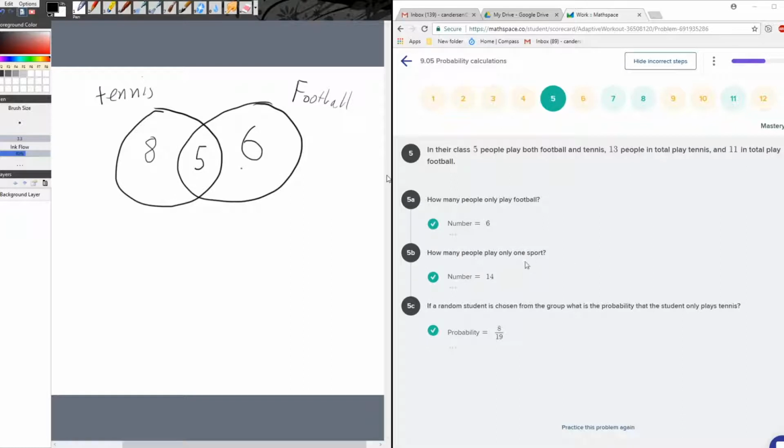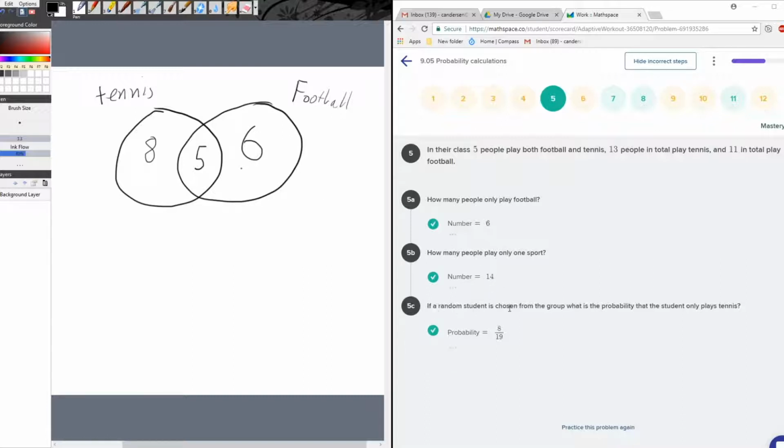How many people play one sport? Well, these people in here play 2 sports because they're in 2 circles. So this circle here and this circle in here are the people that play one sport only. So there is 8 plus 6, which is 14.